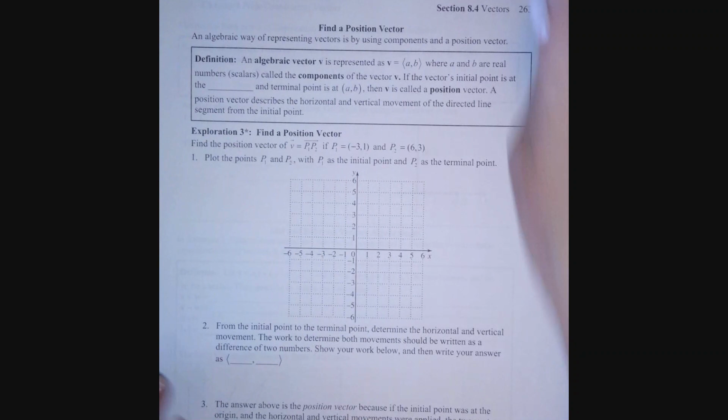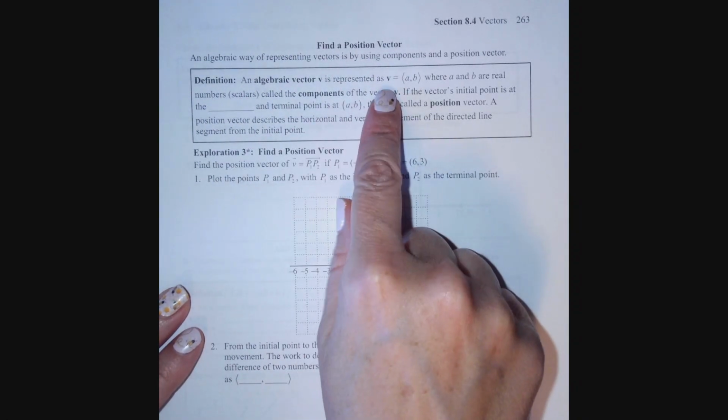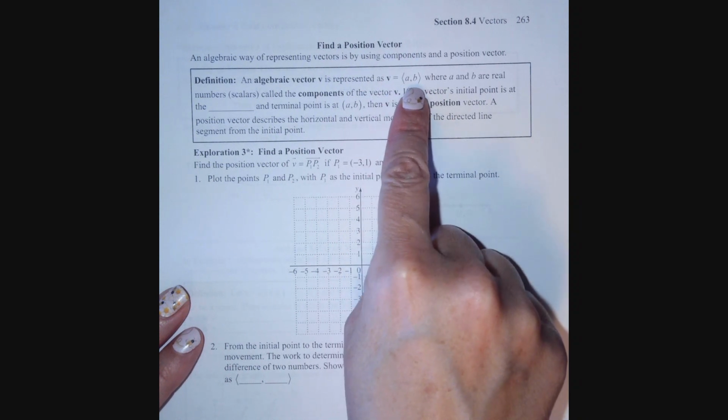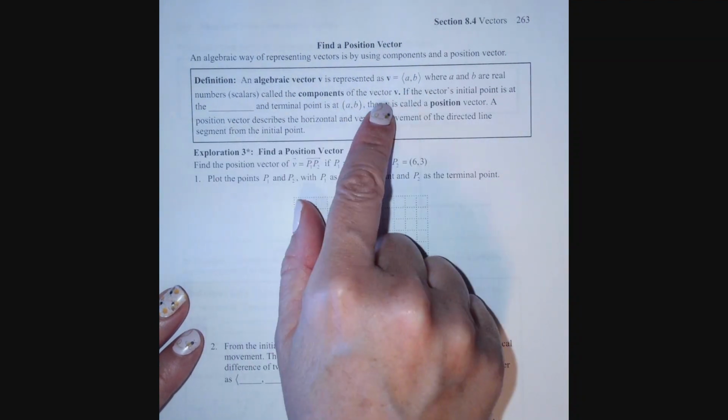Alright, a position vector. An algebraic way of representing vectors is by using components. This is basically what I was doing when I was counting over and up or over and down, doing a horizontal and then a vertical. I was using components, we just didn't discuss them as components. So an algebraic vector is represented as v equals <a, b>, where a and b are real numbers, scalars, called the components of vector v.